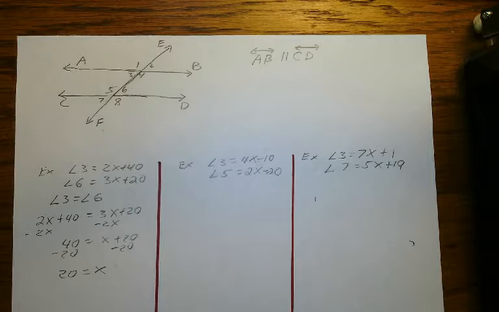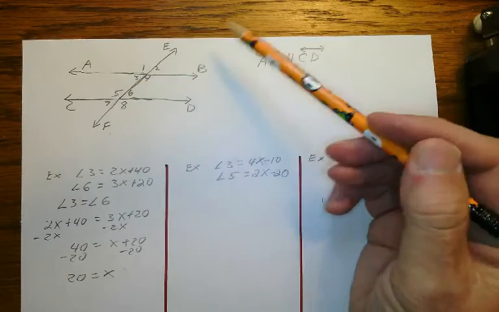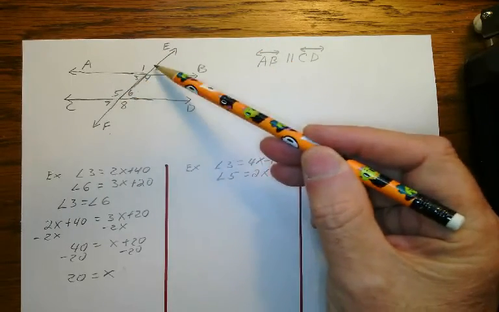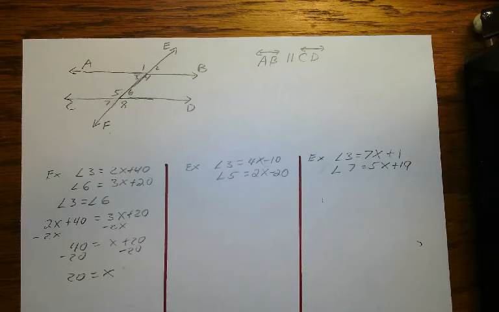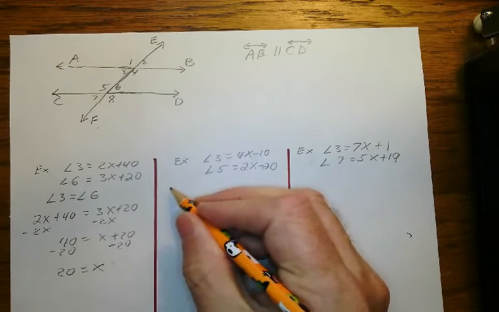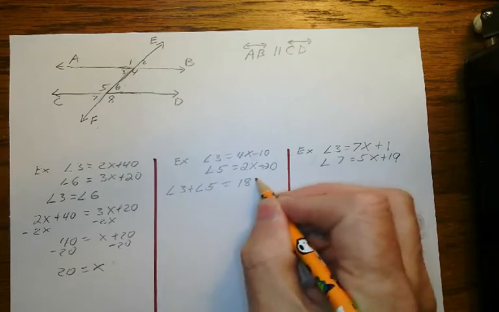Let's look at the next example, 3 and 5. Look to the diagram where 3 and 5 are located. 3 and 5 are both on the same side of the transversal, and they're inside the parallel lines, so that's called interior angles on the same side of the transversal. If we recall from last class, that means they are supplementary. So angle 3 plus angle 5 is going to equal 180.